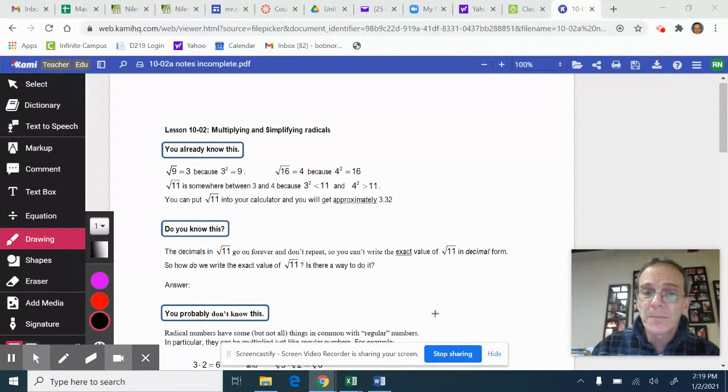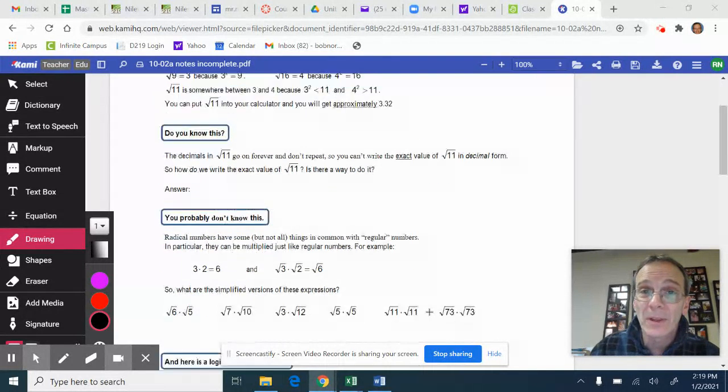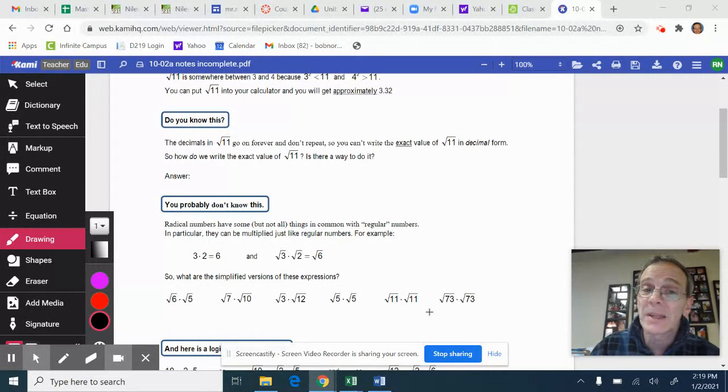But did you know that the decimals in the square root of 11 will go on forever, and they don't ever repeat? It's not a repeating decimal. So you cannot write the exact value of the square root of 11 in decimal form, because the decimals go on forever and they never repeat. It would take you forever to write the square root of 11 in decimal form. You'd never be done. So how do we write the exact value of the square root of 11? Is there a way to do it? Well, the answer is yes, there is a way to do it.